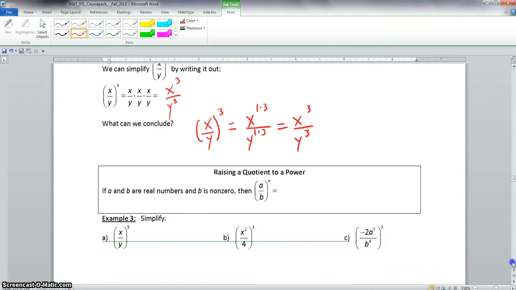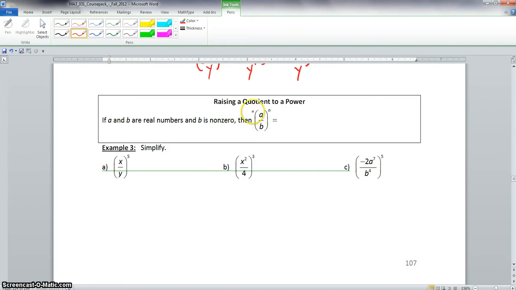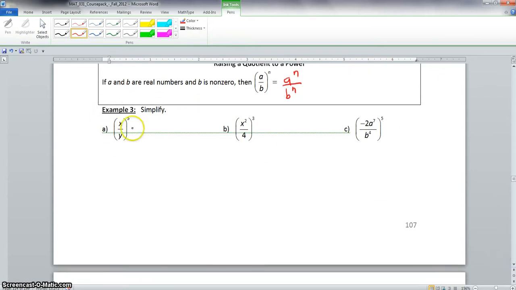Now, we come here. It says raising a quotient to a power. If a and b are real numbers and b is non-zero, then (a/b) to the n is equal to a to the n all over b to the n. Now, we come here. (x/y) to the 5th power will give us x to the 5th over y to the 5th.